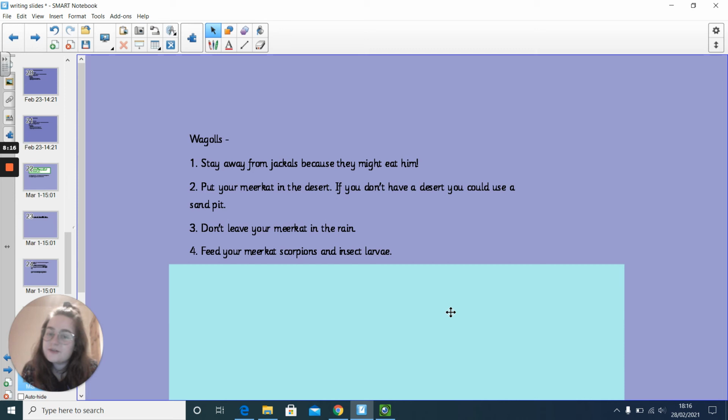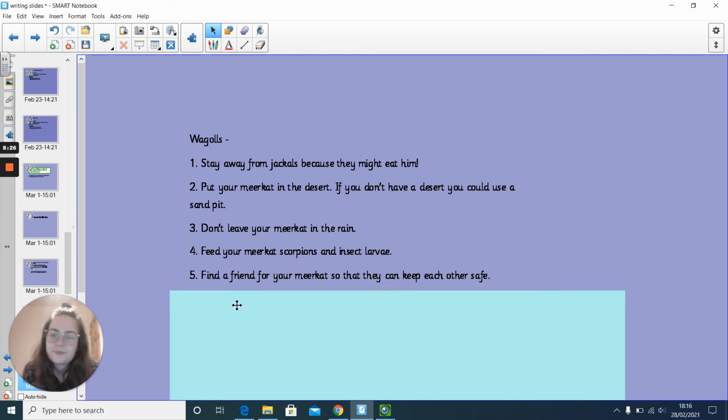4, feed your meerkat scorpions and insect larvae. Can you spot the imperative verb? Yes, it's the word feed. That's a doing word, isn't it? And it comes first in that command sentence. 5. Find a friend for your meerkat so that they can keep each other safe. That's a really nice one, because we know that meerkats like to stay safe by staying together. Where's the imperative verb? Yep, it's find at the beginning, because find is something you can do. You can look to find something. And this command sentence also has the conjunction so in the middle, which is good because we need to work on that in our year 1 writing all the time.